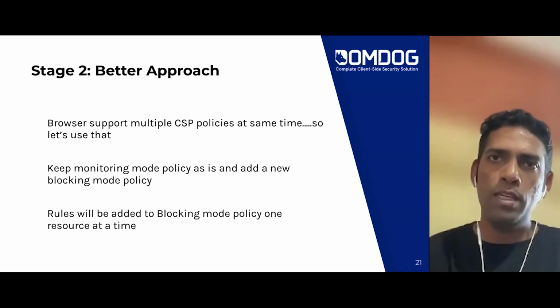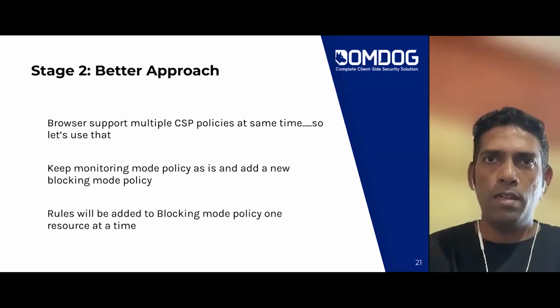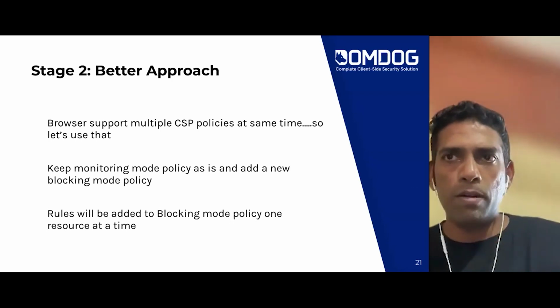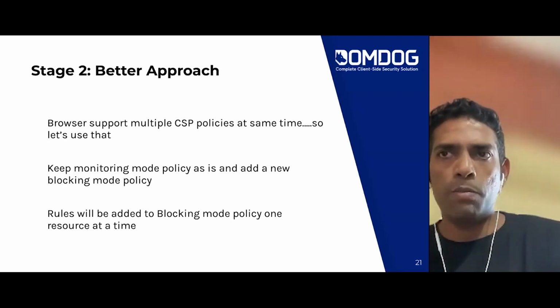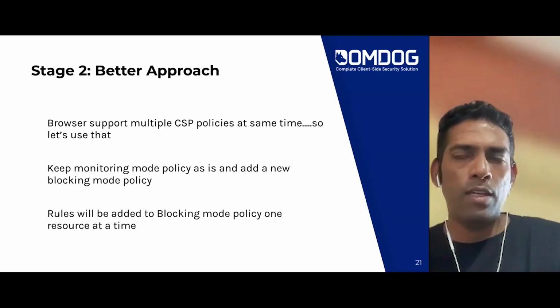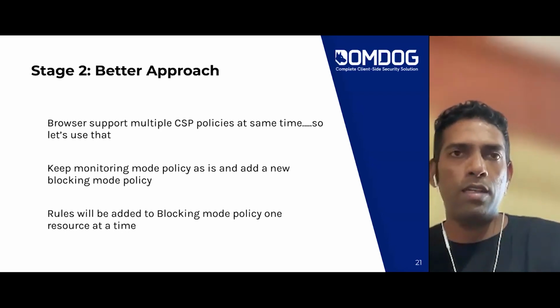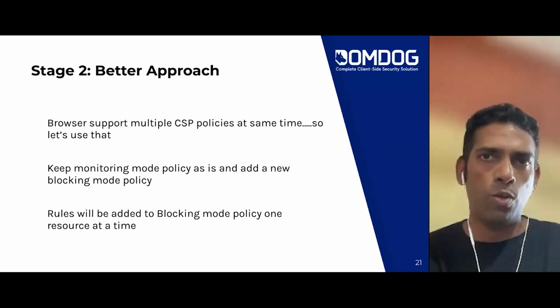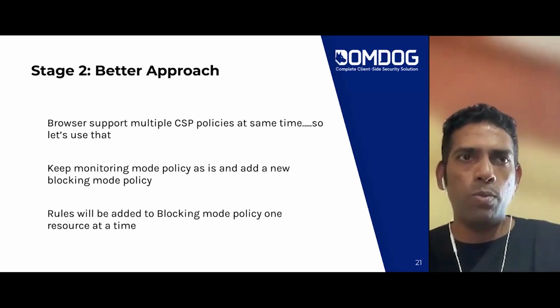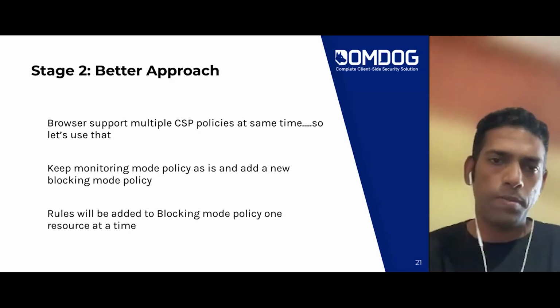A CSP policy has rules for each resource. So you can say for script, what are the sources from where scripts can be loaded? For Ajax calls, you can say what are the destinations to which Ajax calls can be made, and so on. So we will try to add rules to the blocking mode policy resource by resource.